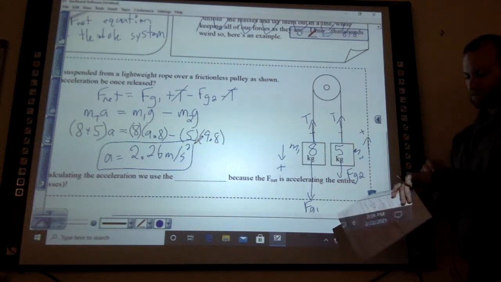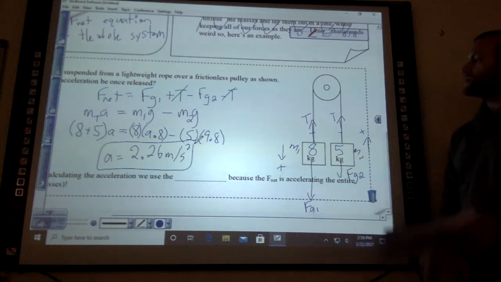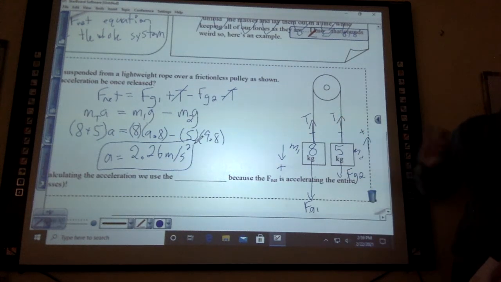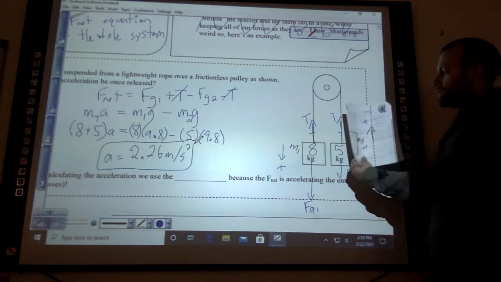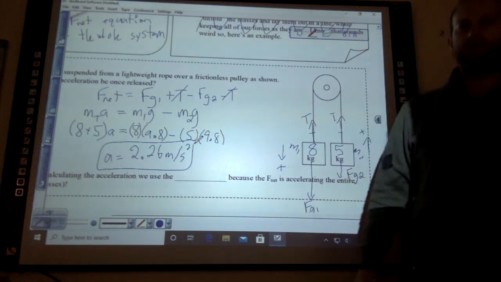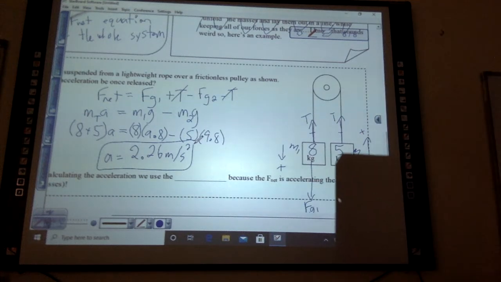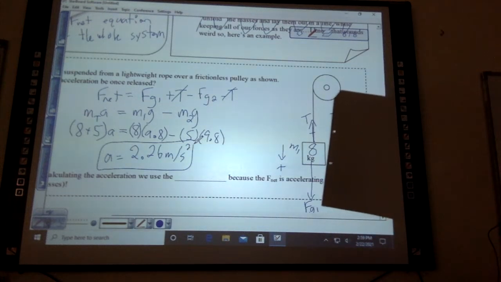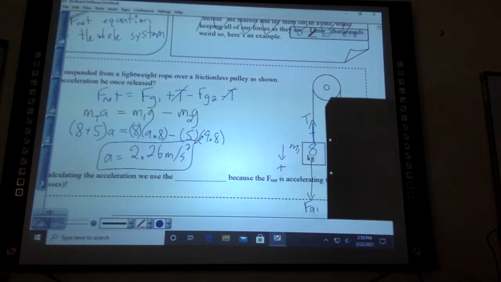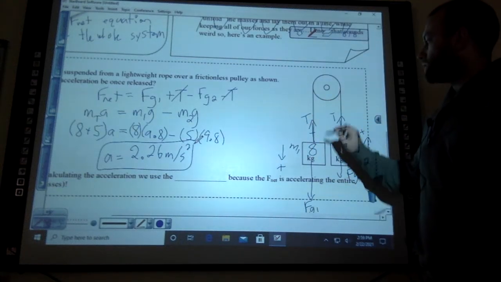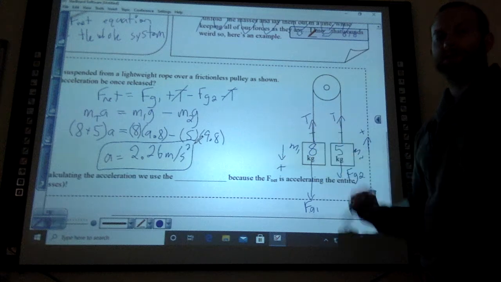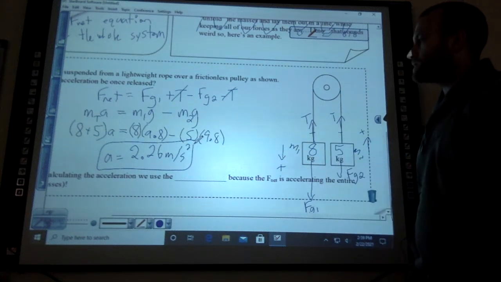From here, I didn't ask it in this question, but from here, you can get the tension just by looking at one of these objects. So if I completely ignore this part, this doesn't work because you can still see it. If I completely ignore this part and just look at the 8 kilogram mass, from here I can make an F net equation. So I've got Fg1 minus tension equals this single mass times acceleration. So I can just deal with one mass to get tension.